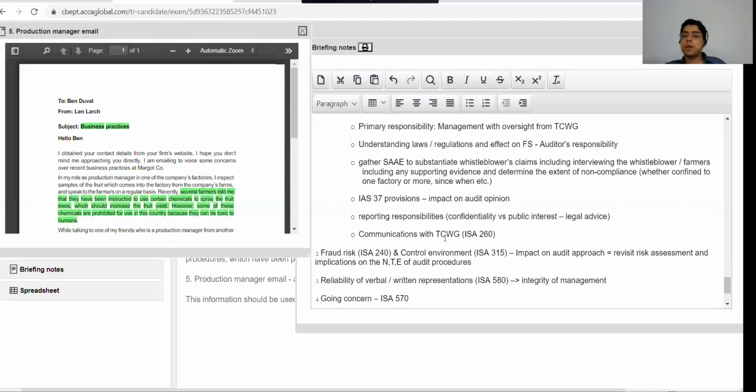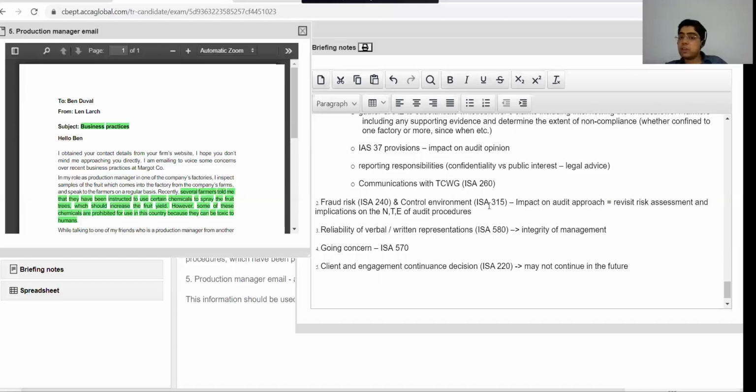You would also have to consider the fraud risk and control environment and the impact that it would have on the audit approach. I mean, you would have to revisit your preliminary risk assessment, as well as the implication that it could have on the nature, timing, and extent of your audit procedures. Because if you see that your control environment is not nice, then maybe you would have to undertake more substantive testing as opposed to relying on the test of controls. Plus, if there are doubts regarding the integrity of the management, then the reliability of verbal and written representations could be dubious.